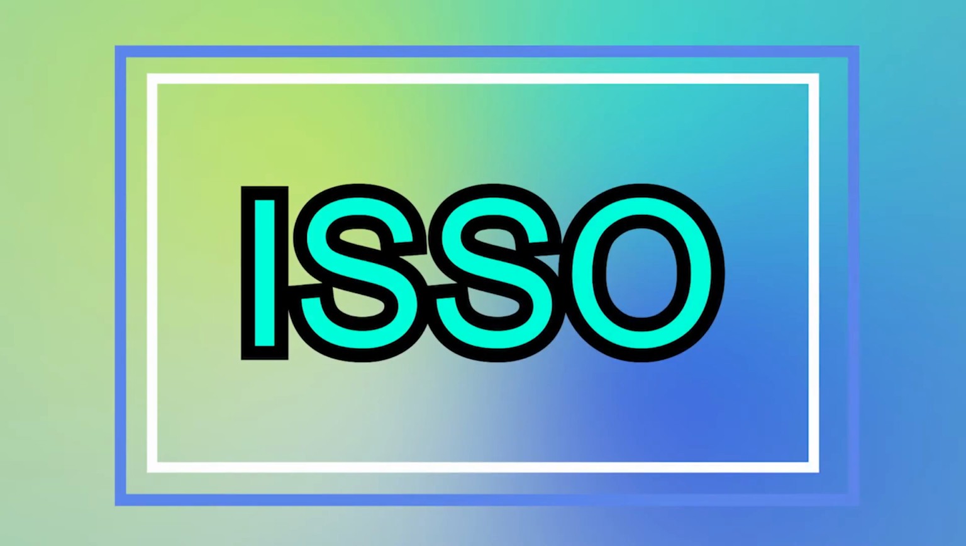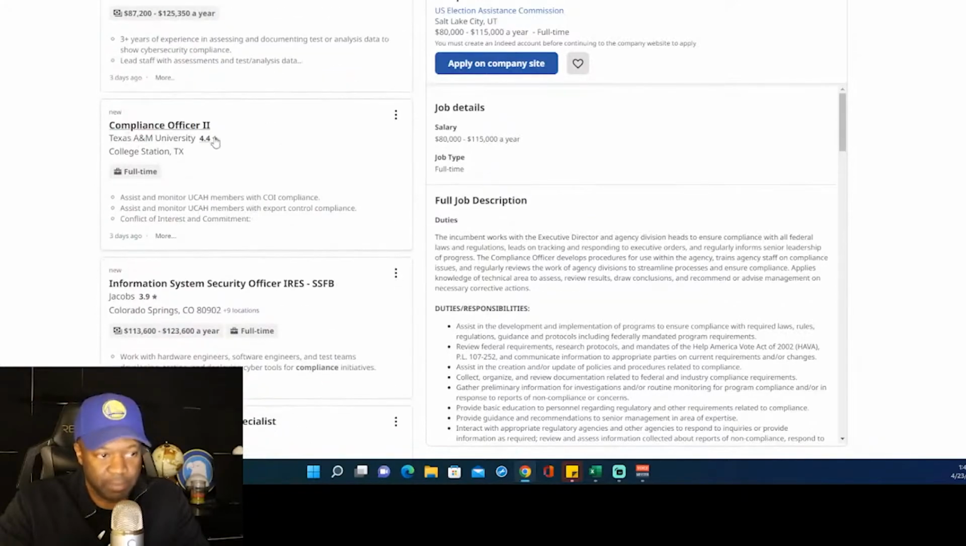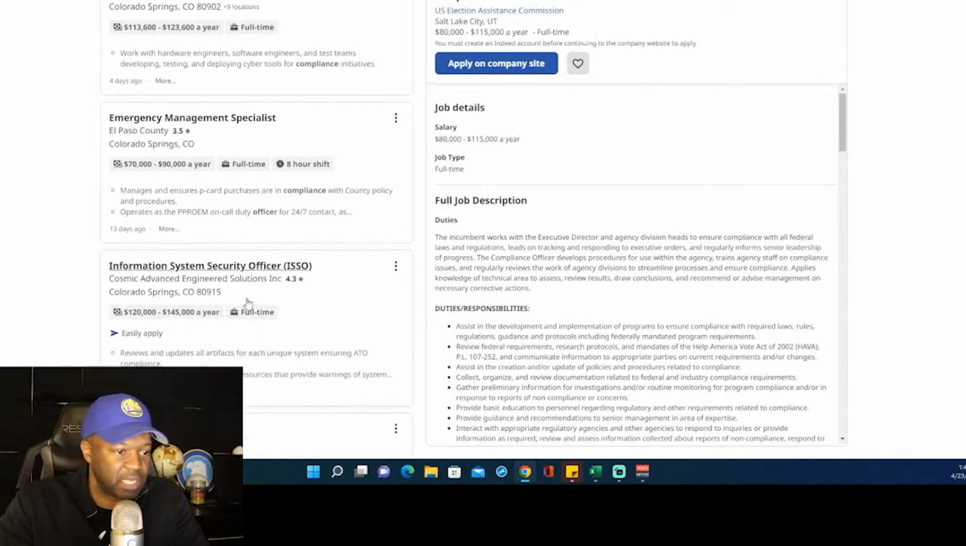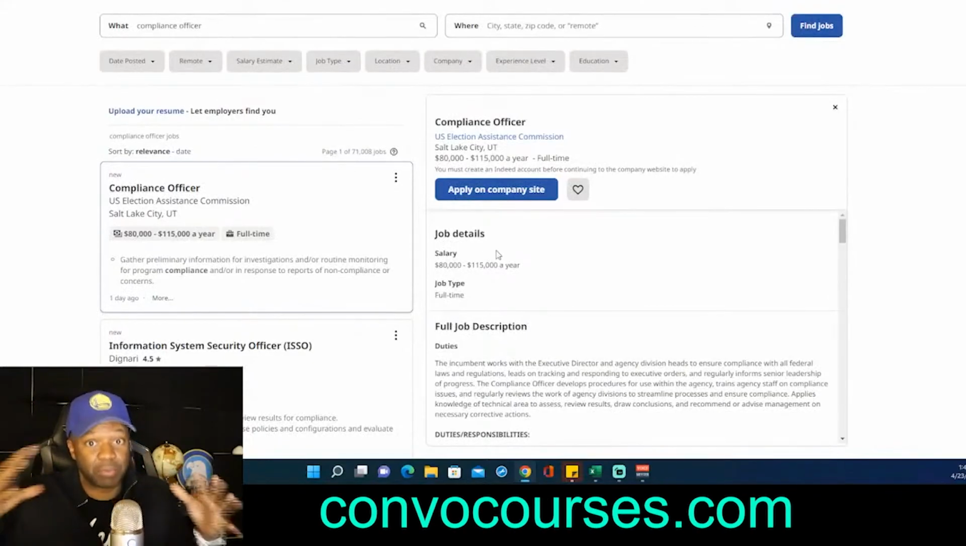ISO. See how ISO keeps coming up? ISO's like one of the best terms because that's what the government's now calling people for this particular position. But compliance officer, another ISO, emergency management specialist, these are all GRC type roles. So I hope that answers that question. GRC is a very broad term, so it covers many different positions.